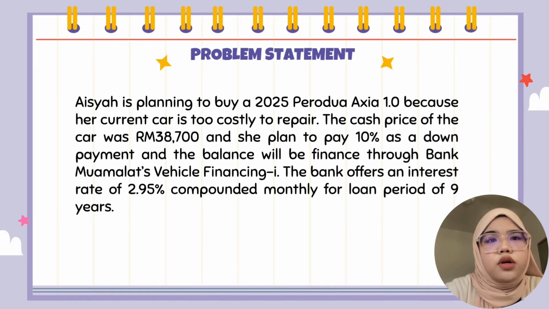Problem statement for annuity. Aisha is planning to buy a 2025 Corolla Asia 1.0 because her current car is too costly to repair. The cash price of the car was 38,700 ringgit and she planned to pay 10% as a down payment, and the balance will be financed through Bank Muamalat's vehicle financing. The bank offers an interest rate of 2.95% compounded monthly for a loan period of 9 years.